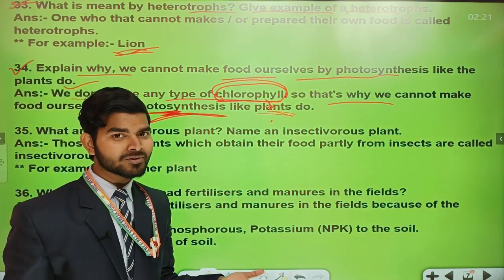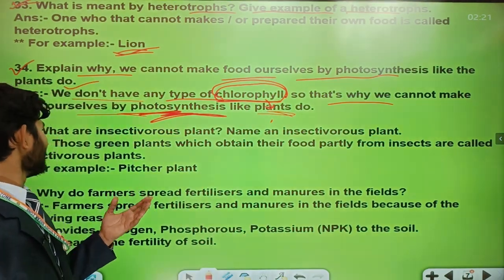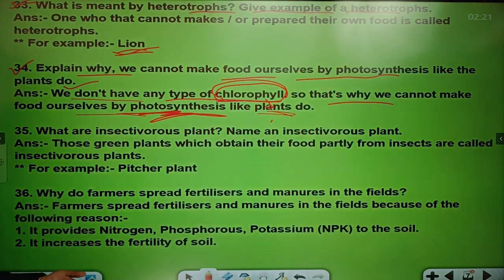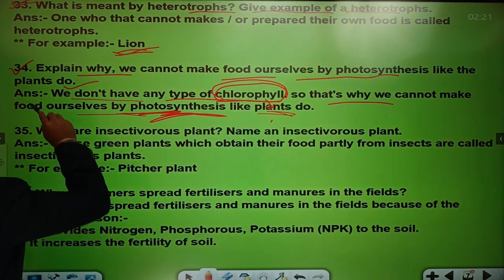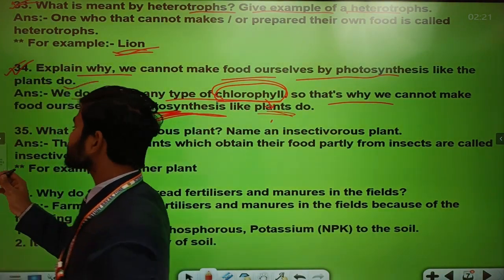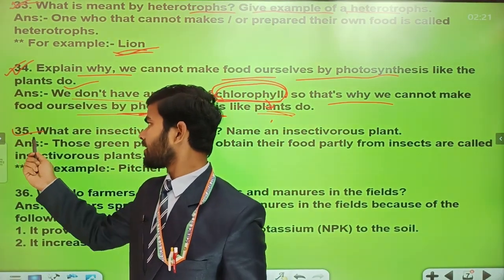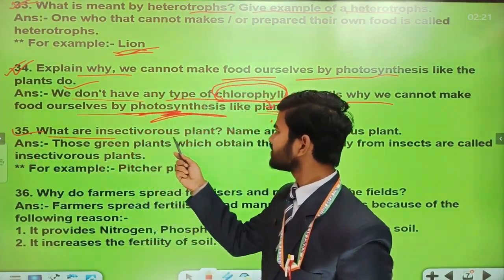So that's why we can't do photosynthesis. So this is the reason. If you want, you can write down this particular question's answer. So in this way, question number 34 is completed. Next question, question number 35, is asking: what are insectivorous plants?